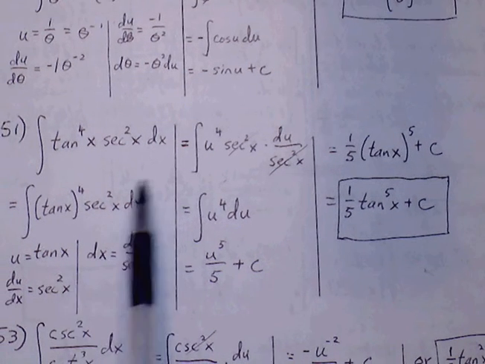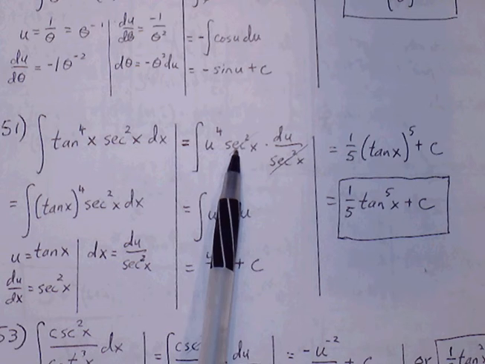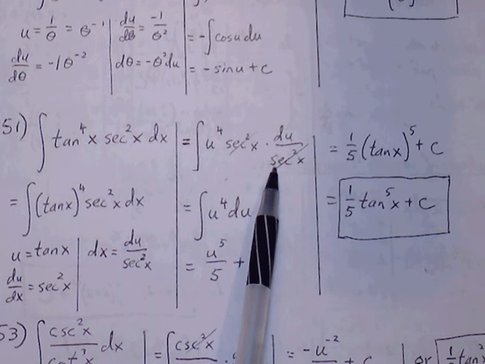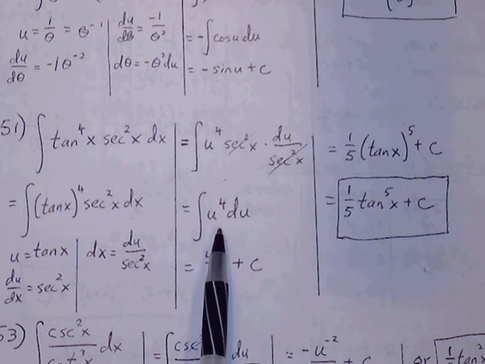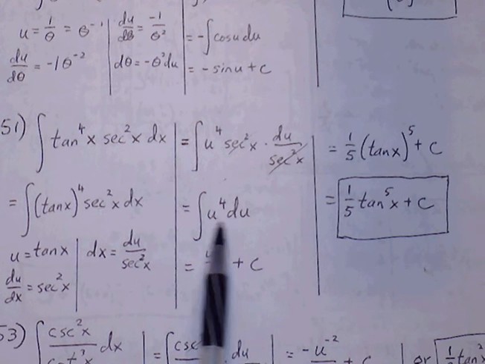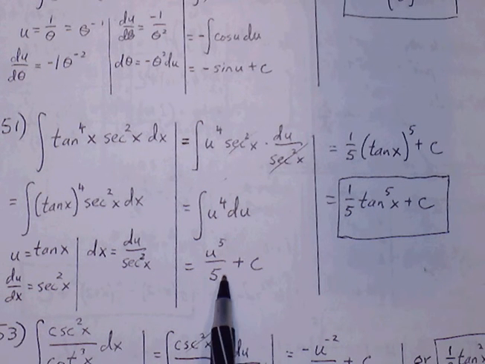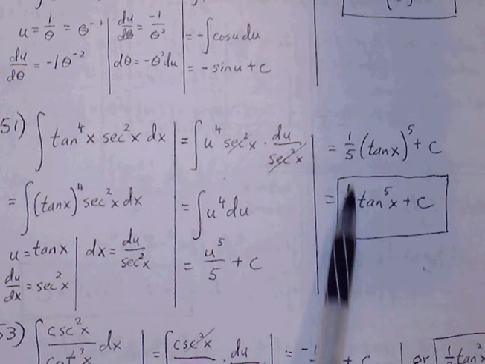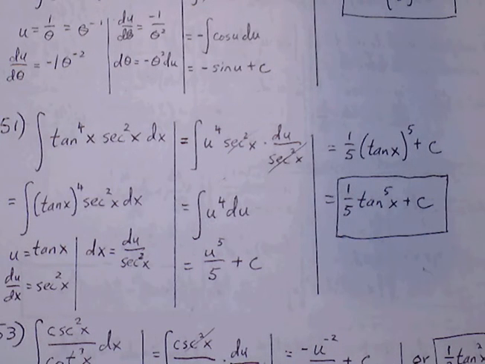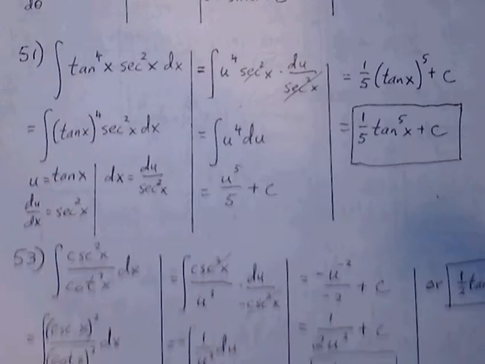So we start making our substitutions. Tangent x gets replaced with u, so we get u to the 4th. Secant squared x times du over secant squared x. Secant squared cancels out, and now we have something clean that we can find the integral for. So u to the 5th over 5 plus c, so we get 1/5 tangent x to the 5th plus c. Okay, 53.